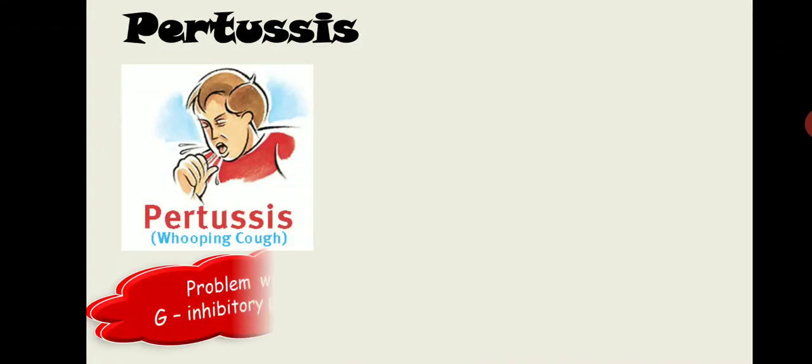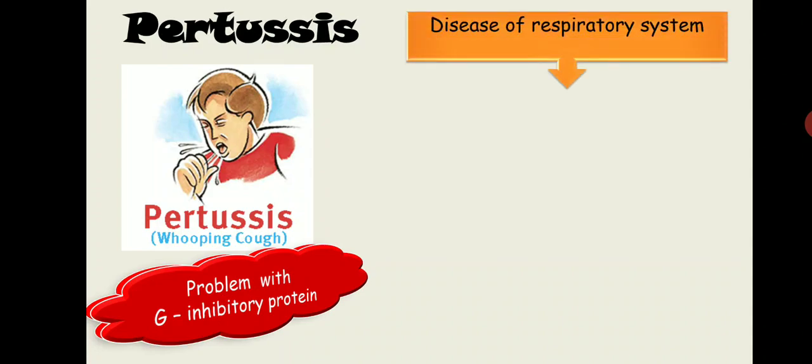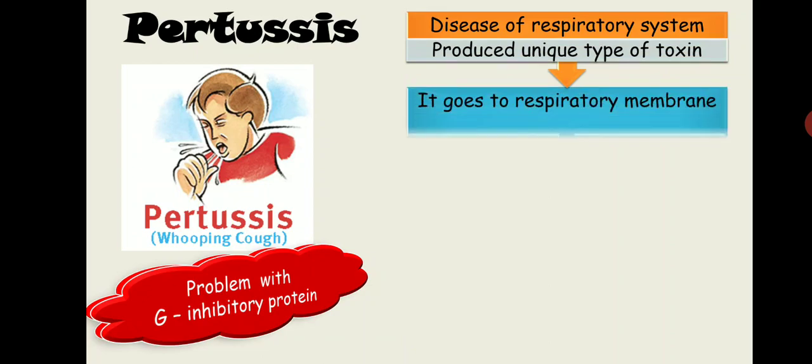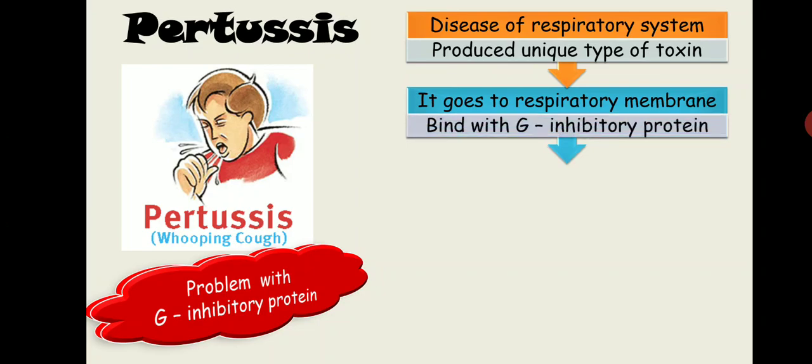So what happened in pertussis? In pertussis there is a problem with G inhibitory protein. What happens with G inhibitory protein? So pertussis is basically a disease of the respiratory system. It produces a unique type of toxin. It goes to the respiratory membrane and binds with the G inhibitory protein.